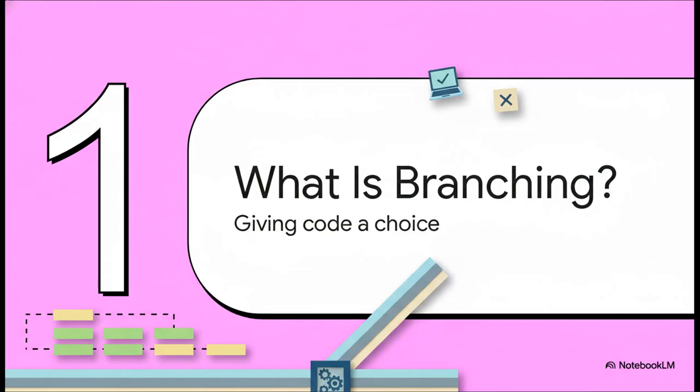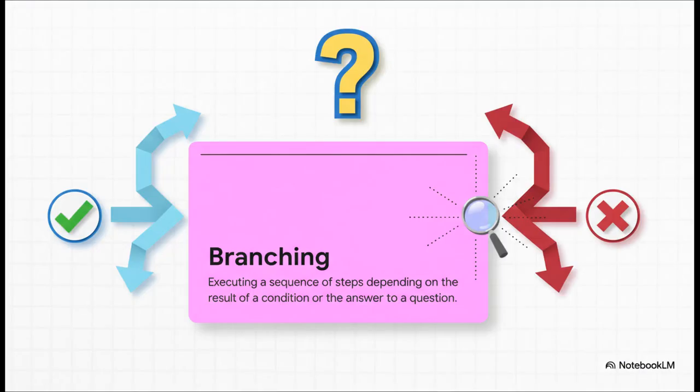The easiest way to think about it is this. Instead of just giving a computer a straight to-do list, branching gives it a fork in the road. It's that moment where our code gets to pause, look at the situation, and actually make a choice. Now, the official definition sounds a little technical, talking about a condition, but let's just cut through the jargon. All a condition really is, is a simple yes or no question. If the answer is yes, the code goes down one path. If the answer is no, it goes down another. That's it. It's a choice.